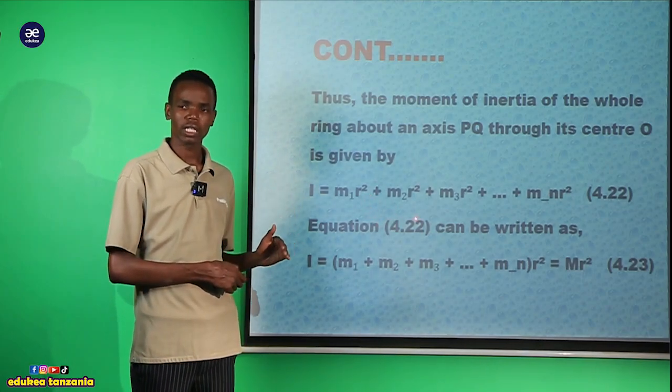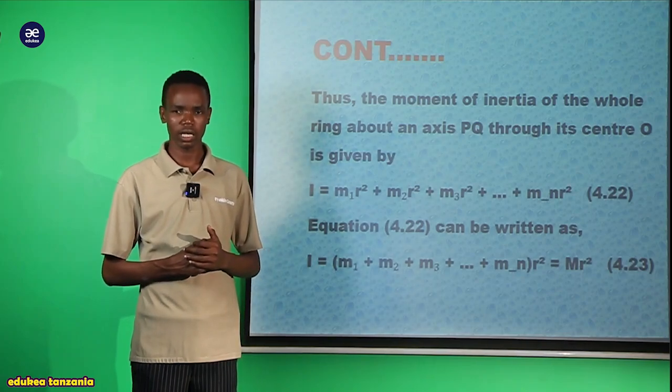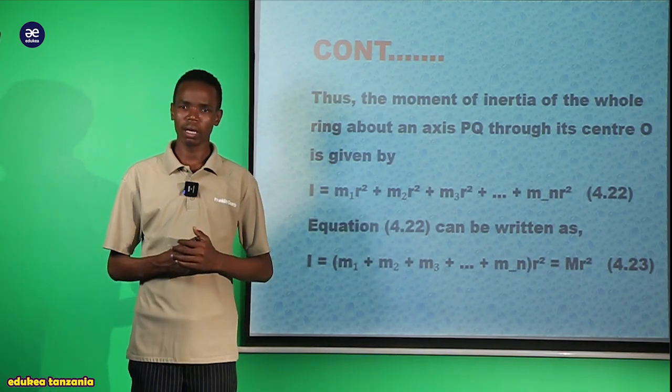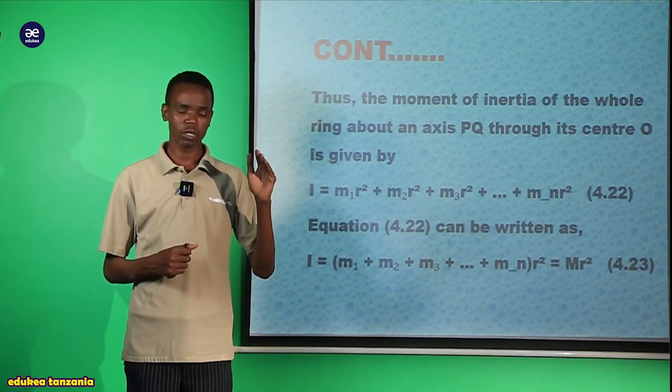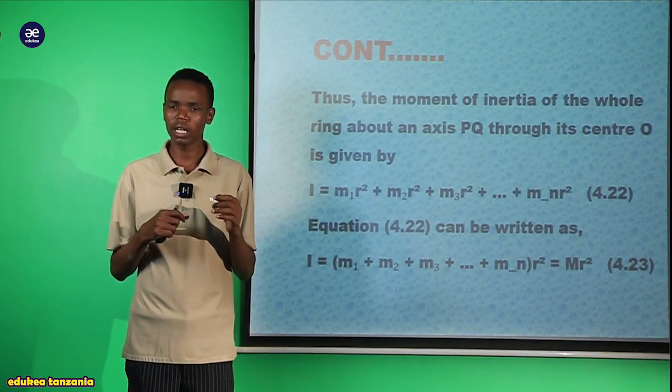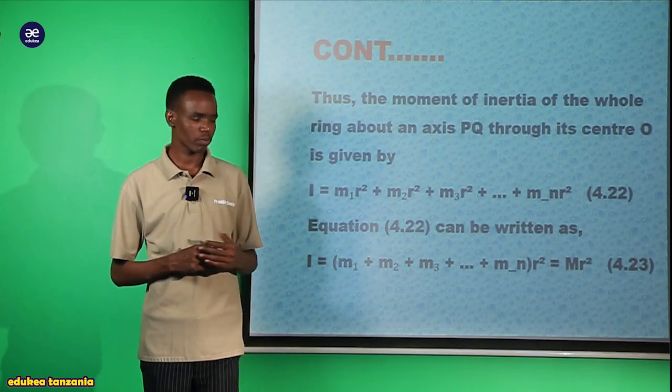the mass 1 times r square, then we add mass 2 times r square, we add mass 3 times r square, then we add dash for the masses up to the nth term, then we multiply it by the radius of the ring squared.